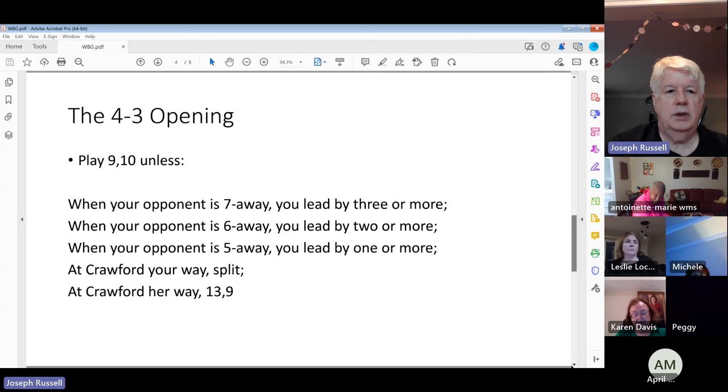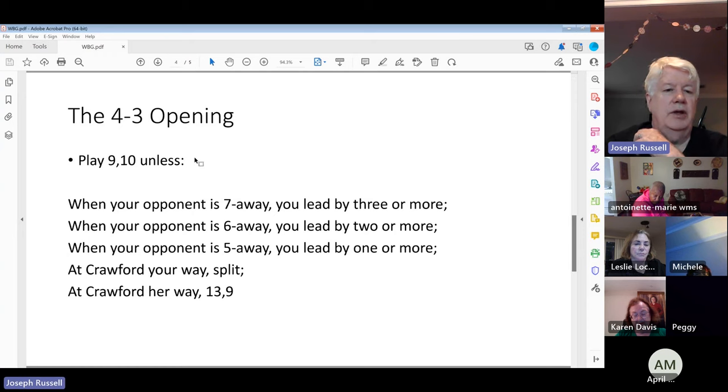Go to the next one. The 4-3 opening. This is one of the favorite openings. I've seen so many different variations of this over the years of what people preferred. Originally it was 20-10, and then it became 21-9, which is slightly better. And now it's generally accepted that two down is the best play.